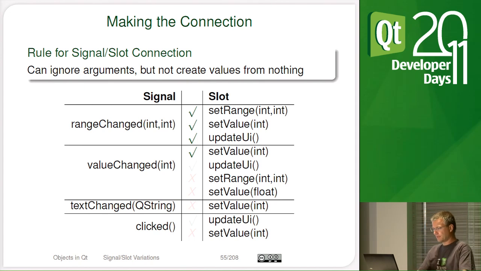So the same is for this value change. This is both okay. But if you have an int in your signal, you cannot connect it to a slot having two ints. Because what should it use for the second parameter? And it also does not do a type conversion.